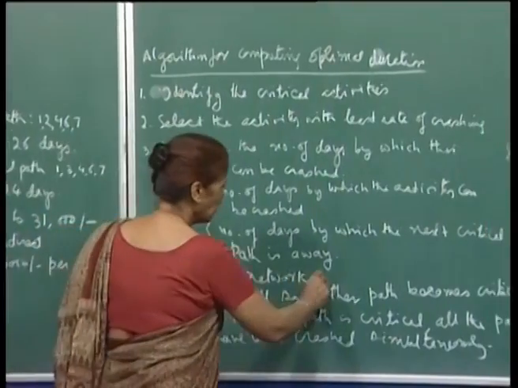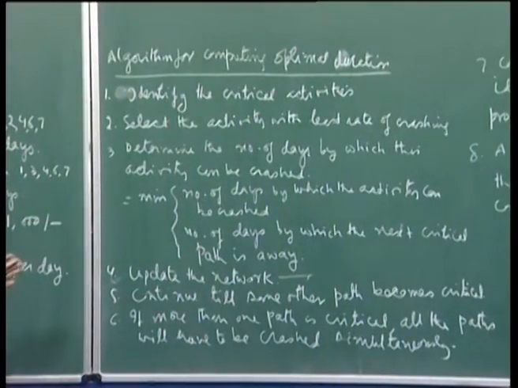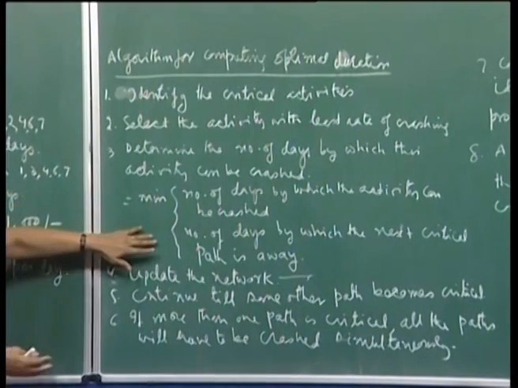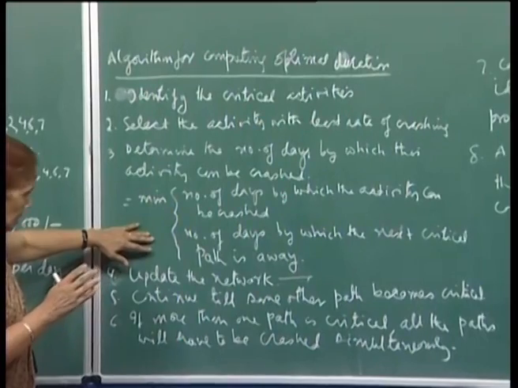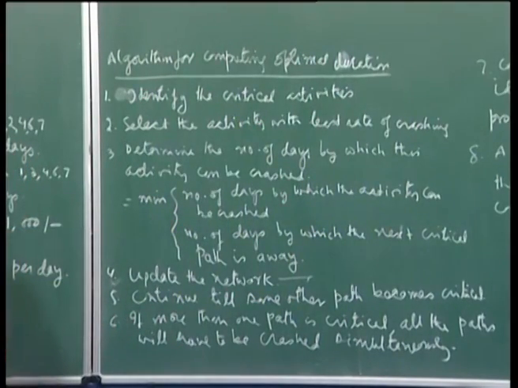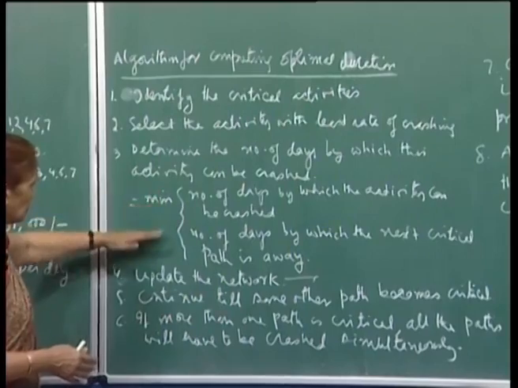And of course, here I should have mentioned that since you are looking for an optimum duration, you will also check that you decide to crash an activity only as long as the crashing cost is less than the overhead cost, because you want to cut down on the cost also, right. That part I have not added here, but certainly you will keep doing that.